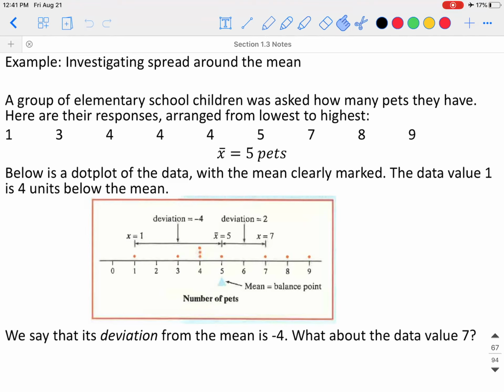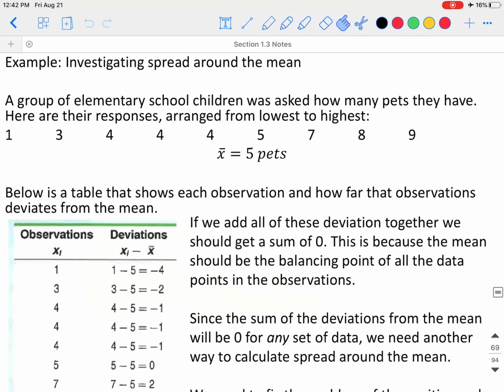Below is a dot plot of the data with the mean clearly marked. The data value of 1 is 4 units below the mean, so it has a deviation from the mean of -4. We say that its deviation from the mean is -4. But what about the data value of 7? This is 2 units above the mean, so it has a deviation of 2.